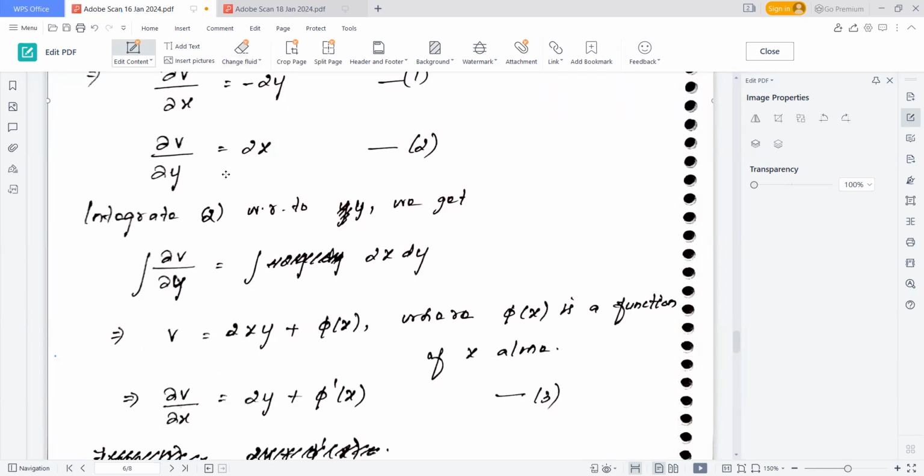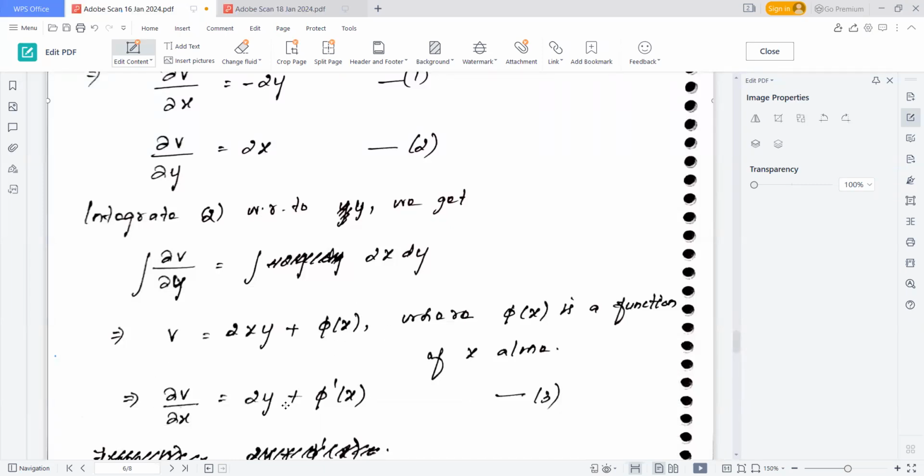As I already told, if we are integrating with respect to y, then we take φ(x) as a function of x alone. Suppose we are integrating with respect to x, then we have to take φ(y) as a function of y alone. Next our aim is to find the value of φ(x).